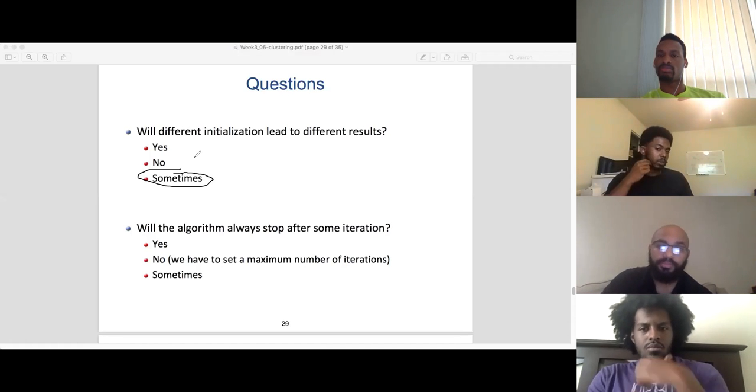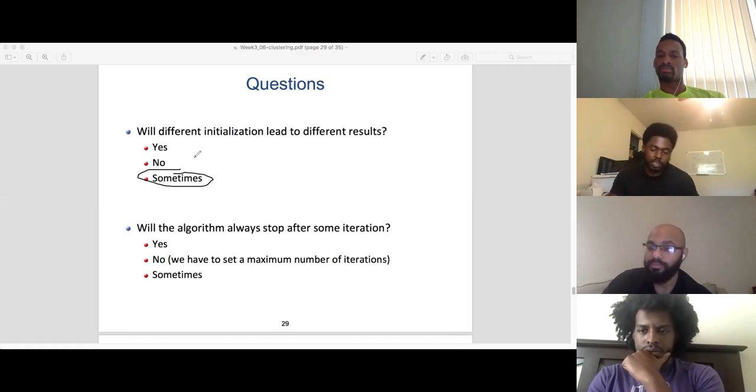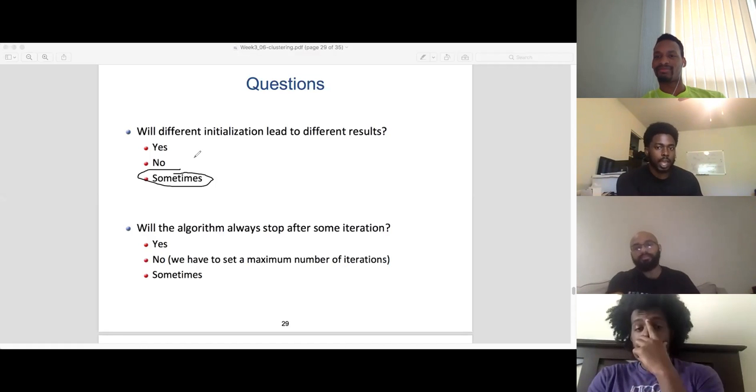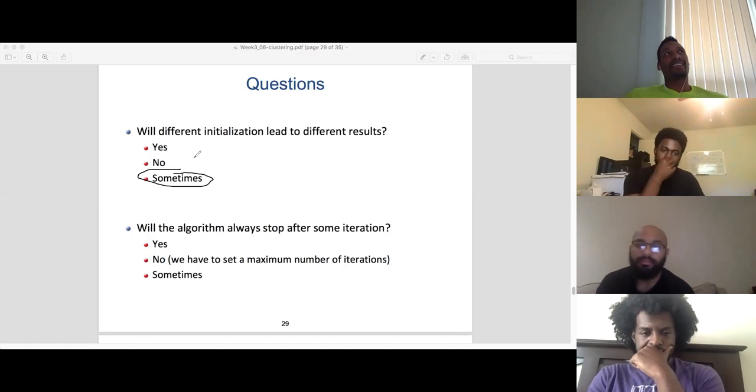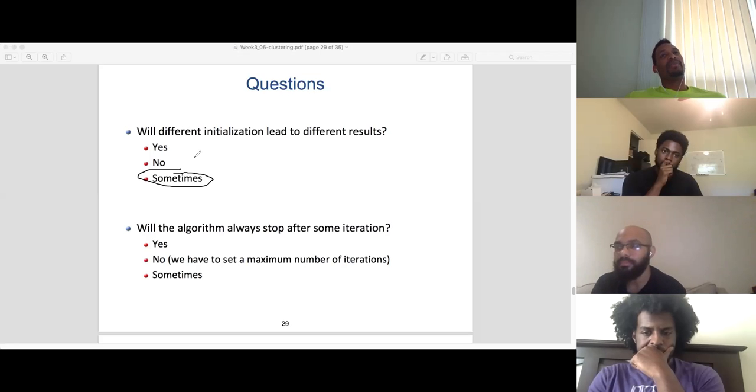It sounds like with some smart initialization, the k-means algorithm can be a little better. Nosa, will the algorithm always stop after some iteration? Yeah, I'm inclined to say yes, or like sometimes. I can't really think of a situation where it wouldn't stop, but I'm sure there is one. So I'll go with sometimes.